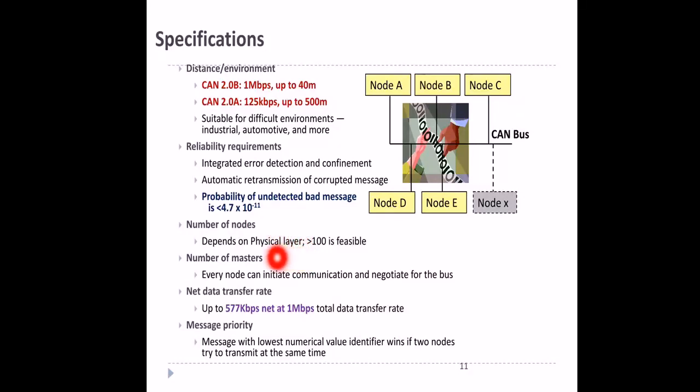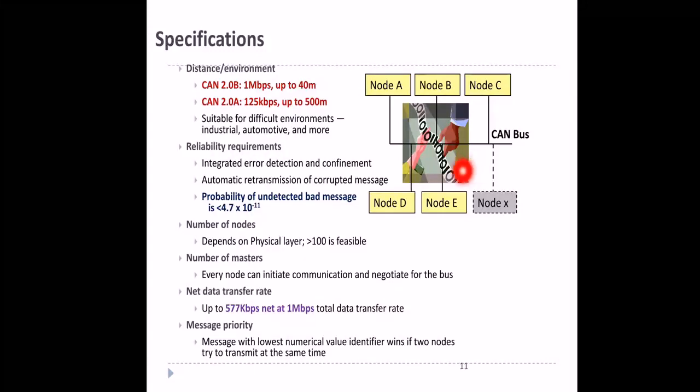The number of nodes depends on the physical layer; more than 100 is feasible. Number of masters: every node can initiate communication and negotiate for the bus, hence every node acts as a master. Net data transfer rate is up to 577 kbps net at 1 Mbps total data transfer rate. For message priorities, the message with the lowest numerical value ID wins. We'll see the arbitration process later, but as of now, message priority is the arbitration process. The ID with the lowest value always wins the bus.